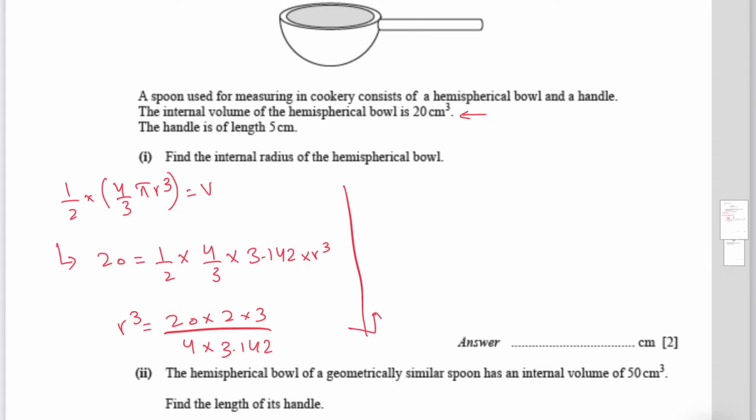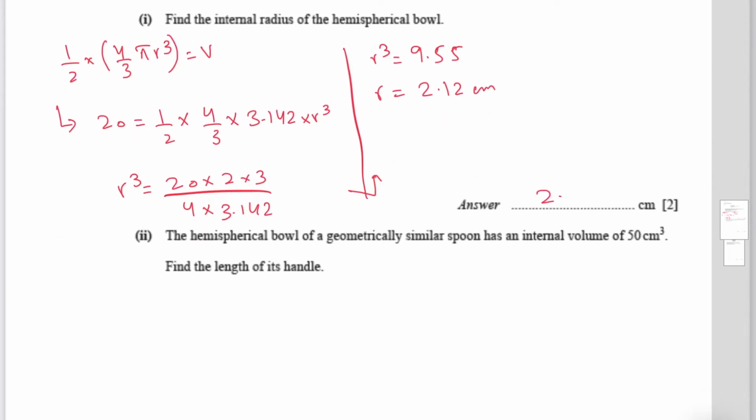So when we do this, 20 times 2 times 3 gives us 120 divided by 4 times 3.142. So r cube is equal to 9.55. Now let's find the cube root of 9.55. So when we plug this into the calculator, we get 2.12 centimeters. That's your answer to part 1.